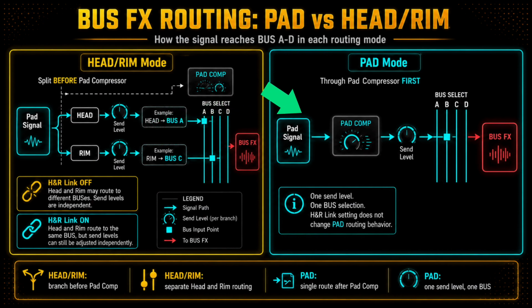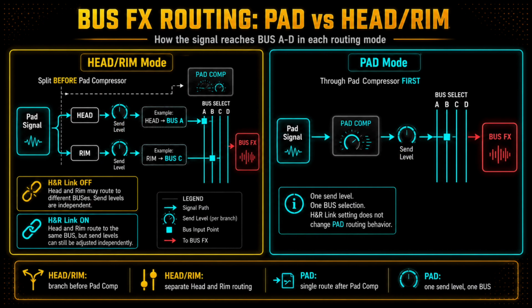In the pad mode, the signal does go through the pad compressor like our diagram has shown. You get a single send level, and then it can be sent to one of the 4 buses. The H&R link button doesn't affect anything in this mode. One other wrinkle has to do with the sends versus inserts, and we're going to talk about that in a moment. When we do, I will point out that I call them send level controls. When you insert the signal, there are no level controls. This will make sense when we talk about what an insert is. So that's it for pad versus head and rim.